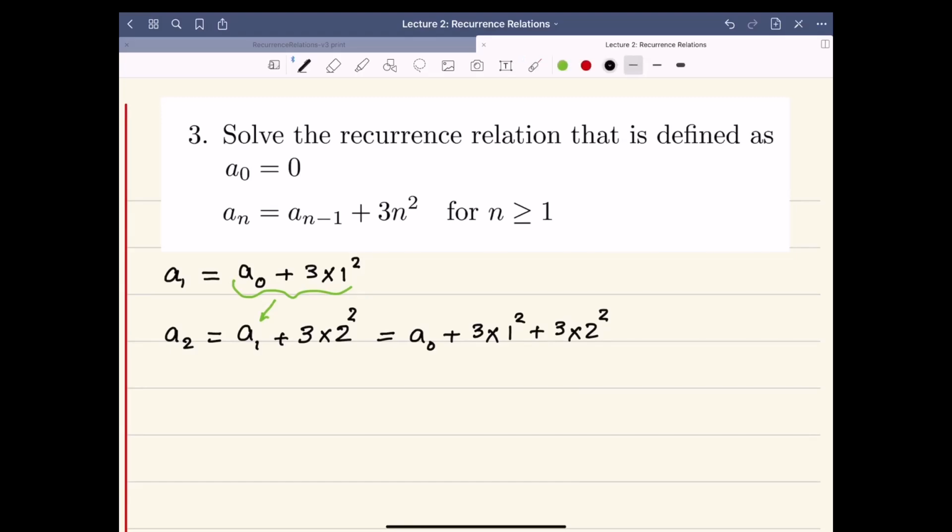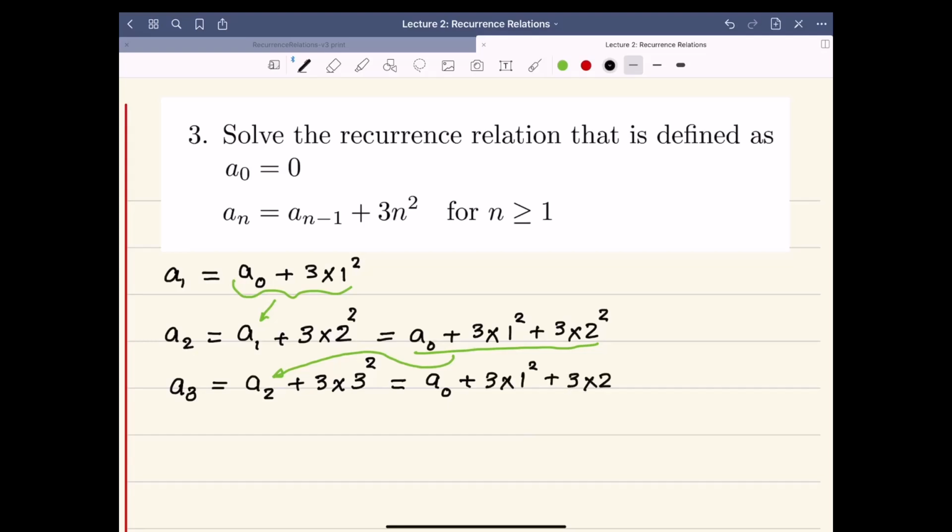Now let's go for a3. Now a3 is equal to a2 plus 3 multiplied by 3 square. This is the value for a2, so you need to substitute it here. And this is going to be equal to a0 plus 3 multiplied by 1 square plus 3 multiplied by 2 square and 3 multiplied by 3 square. And maybe we should go for one more, which is a4 equal to a3 plus 3 multiplied by 4 square.